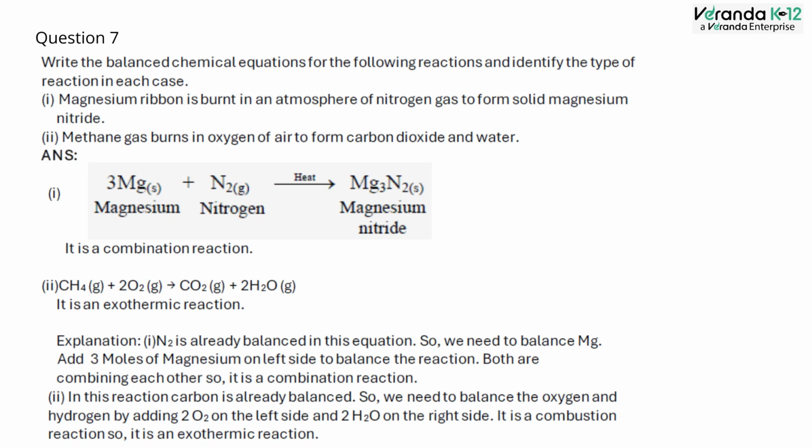So 2H2O has 2 oxygen, followed by CO2 with 2 oxygen. So now both sides have oxygen balanced. Now the reaction is CH4 plus 2O2 gives CO2 plus 2H2O. This reaction is also called an exothermic reaction because a combustion reaction is taking place. The oxygen combines with the methane gas and they are burning. So this can be called an exothermic reaction.